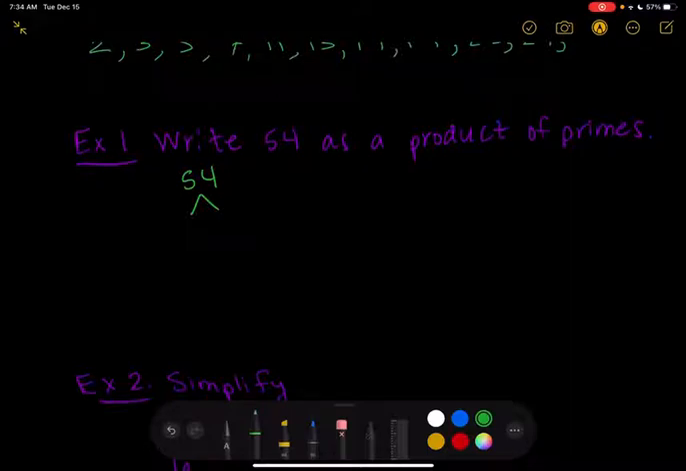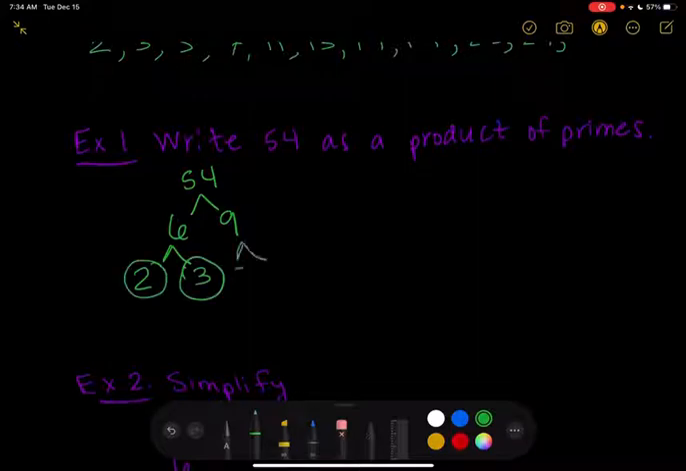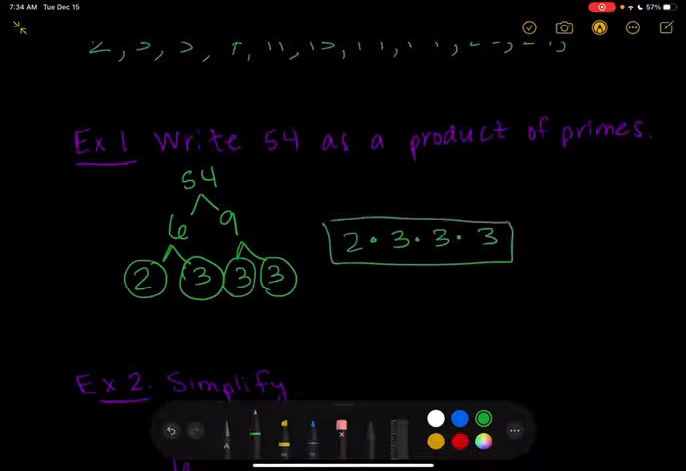Okay, so 54 is 6 times 9, right? Now, are those prime numbers? They are not, because we can branch off: 6 is 2 times 3. And once I get a prime, I like to circle it so I know that I'm done with that branch. And 9 is 3 times 3. So now I have all primes across the bottom. So if I were to write 54 as a product of primes, we'd actually write it out with the multiplication: 2 times 3 times 3 times 3. And then if you wanted to check your answer, you could go back and do 2 times 3, figure out what that is, go times 3 times 3, and you would get 54.